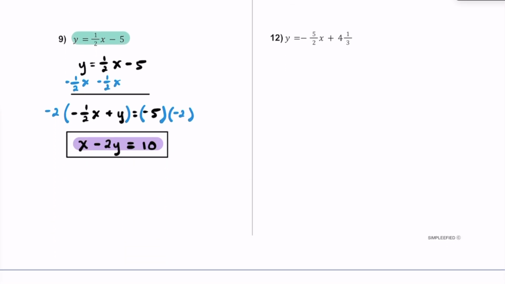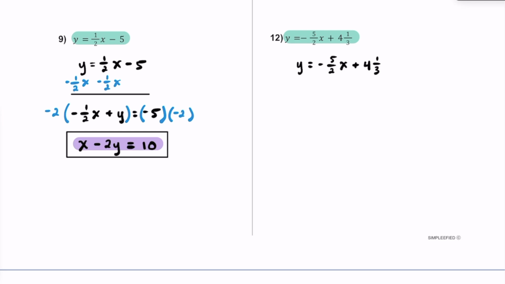We have this linear equation where we have y is equal to negative 5 over 2x plus 4 1/3. So let's practice our fractions a little bit more here. Let's go ahead and start by just writing down the equation. We have y, we have a negative slope here, and then we have this y-intercept. That's a rational number of positive 4 1/3.